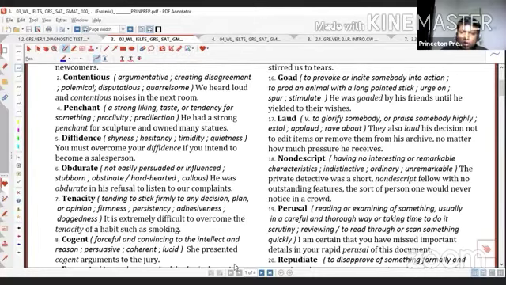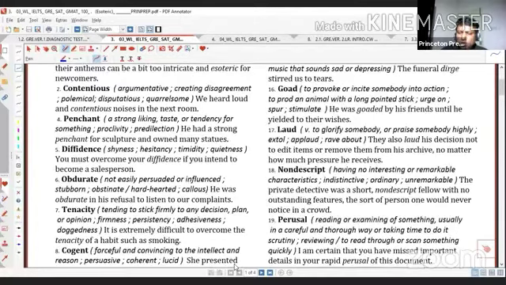is laud. Laudatory. When laud is a keyword, then to glorify somebody or praise somebody, laud, extol, applaud, rave. They also allow laud his decision not to omit others as items or remove them from his archive, no matter how much pressure he is under. That's laud.